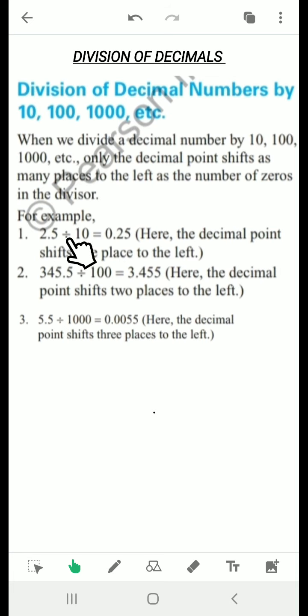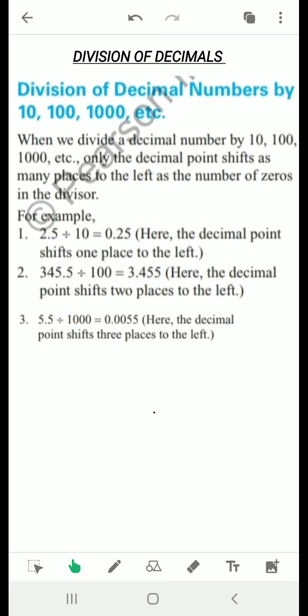Just like 2.5 divided by 10. In 10 there is one 0. So we will shift the point one place to the left, because we are now dividing. If we multiply, then we shift the point to the right side. If we divide, then we shift the point to the left side. So divide by 10, shift one place to the left, and it will be 0.25. The point will come at the first place, so we can write 0.25.